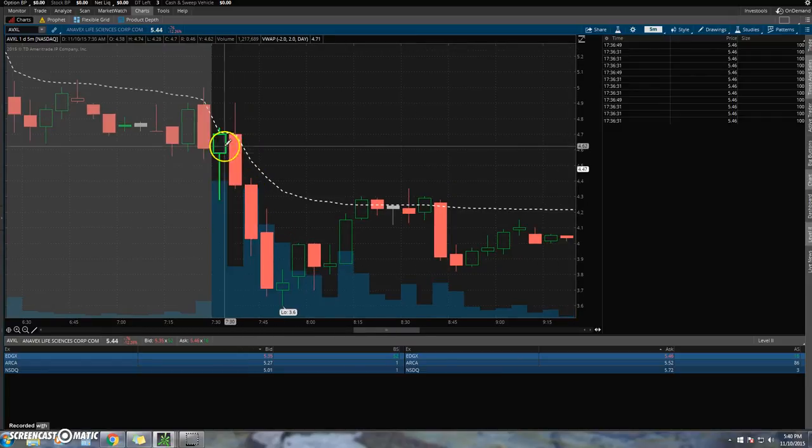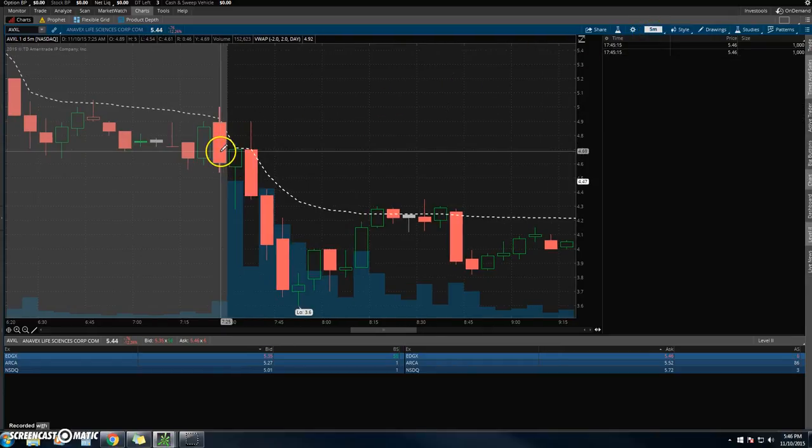As you can see here, this is a 5-minute candle chart, and it opens up about 4.58. It tries to get up to the VWAP, goes along, and then dumps right below the VWAP, bounces down here to about 3.70, and comes back up to the VWAP and bases along the VWAP.